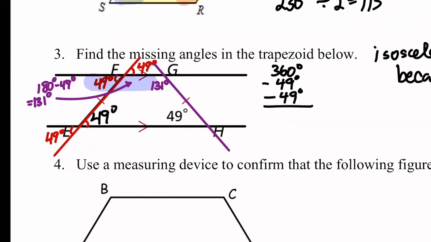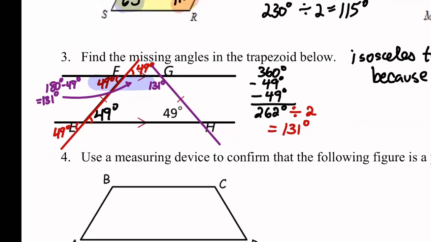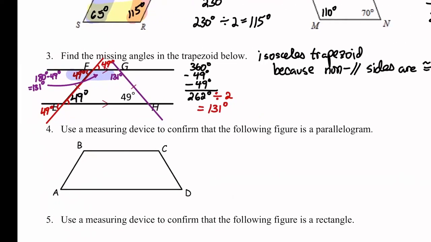Okay, so that's the same as subtracting 100 and then adding 2. So 262. And then dividing that by 2. And you get your 131 degrees there, right? Knowing that it's got to happen twice because those two angles are congruent gets you the remaining two angles, right?